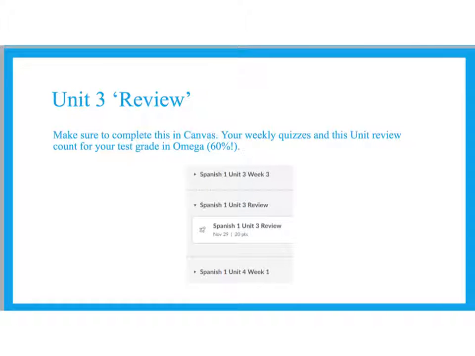Okay, so for Unit 3 review, this is in lieu of your test. Make sure you complete this on Canvas, not on Omega, not in the testing center. Your weekly quizzes and this unit review count for your test grade in Omega. Okay, your Omega grading system, I put those in there. Actually, I put them in manually. So your weekly quizzes and the unit review will go into the test grade calculation, and that's what I'll put in Omega. Canvas handles the grading and also how many points things are worth.